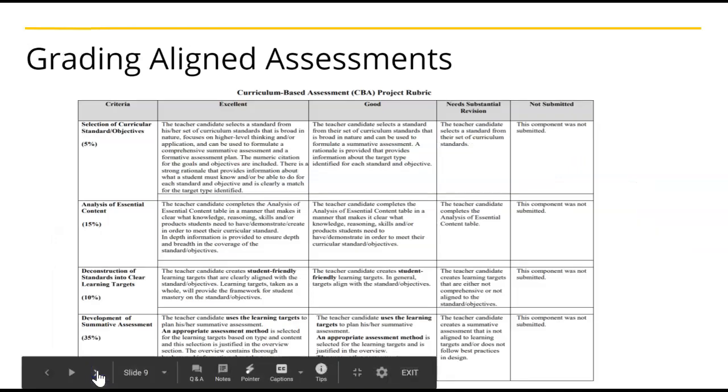I grade that with a rubric. That helps me be very efficient, and you can see the different criteria on the side are the formative assessments, and they get feedback throughout the entire process.